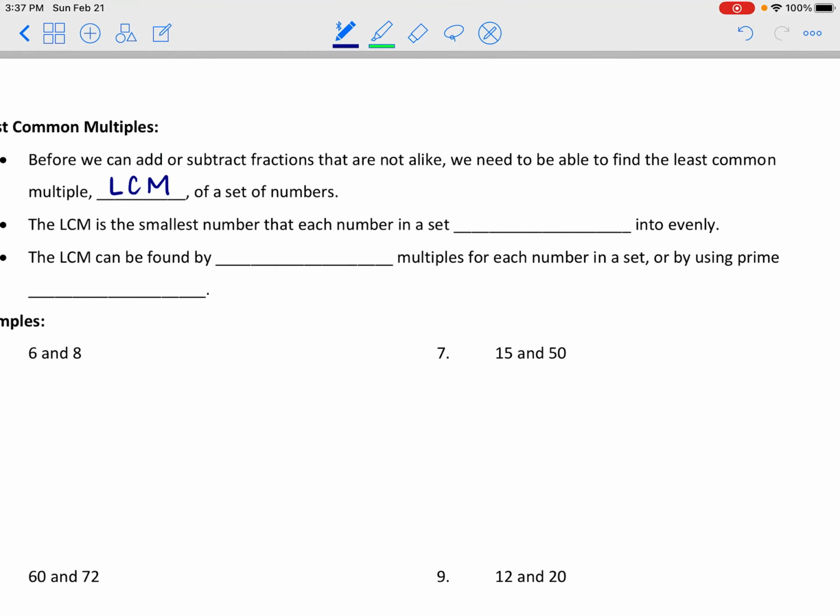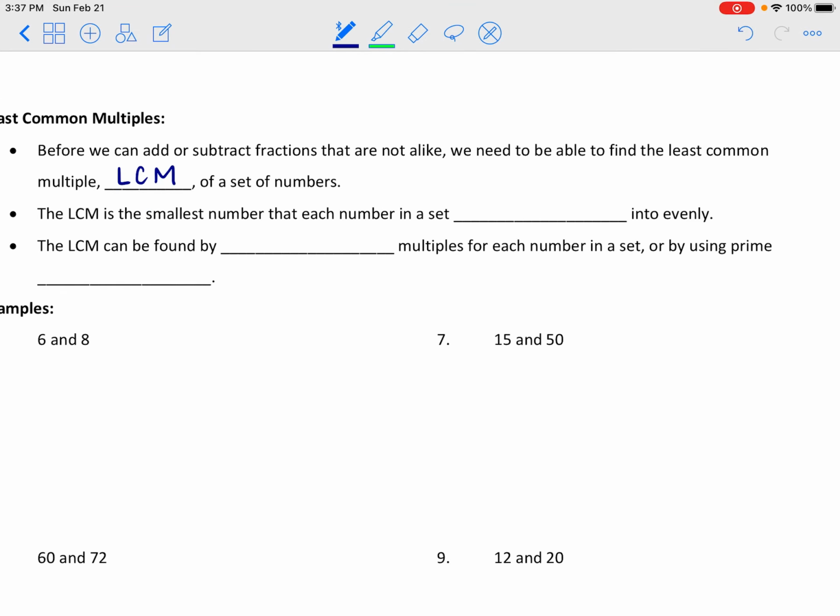So what is a least common multiple? Well, least means smallest, and then a common multiple is the smallest multiple they have in common. Or we could say it's the smallest number that every number in that set divides into evenly.